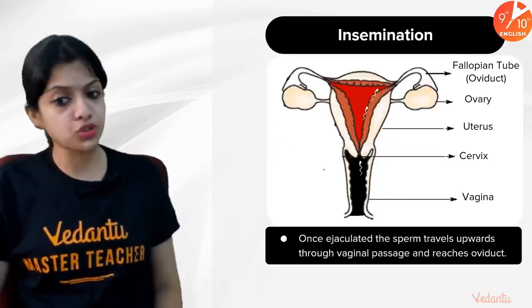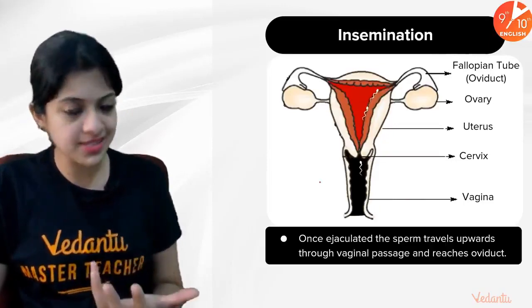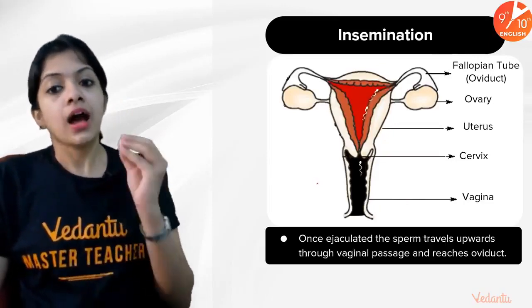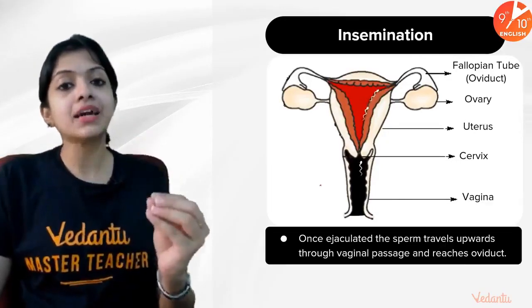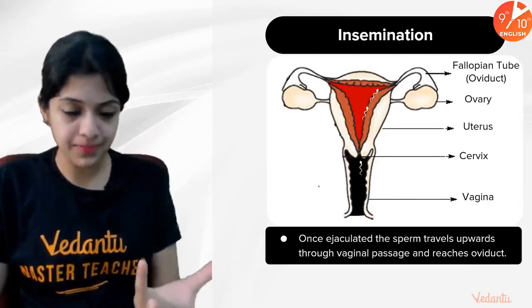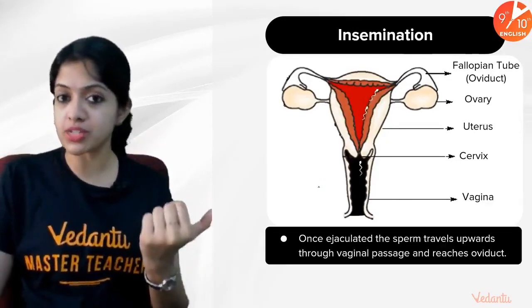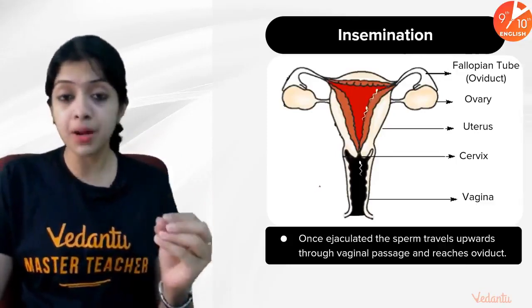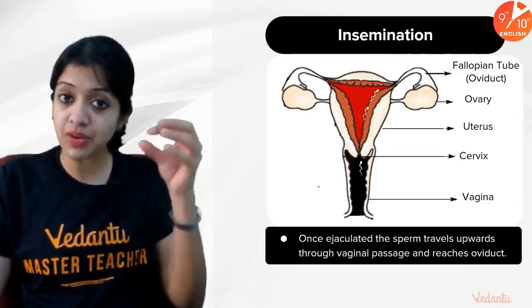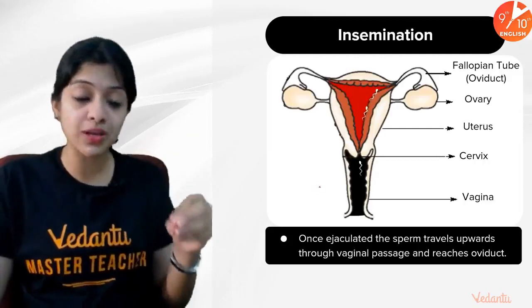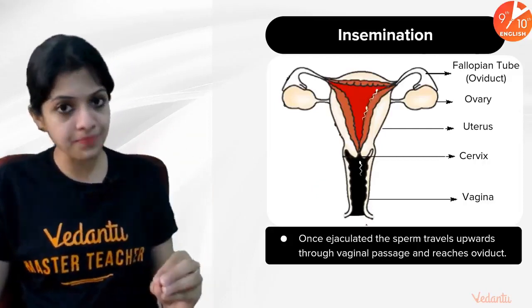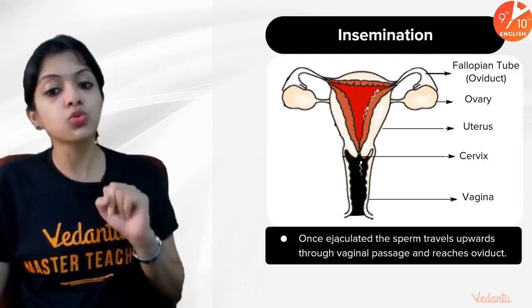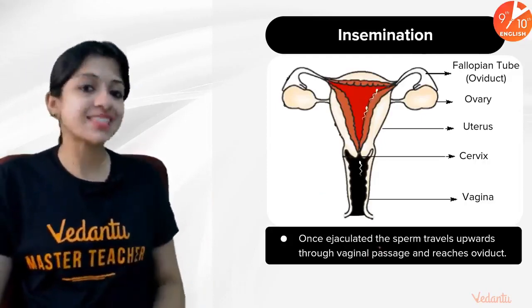Now, insemination is the process by which, through ejaculation, a male releases semen. What is semen? If you recall from what I told you in the last session, sperm plus the fluidy secretions from the accessory glands together is what we call semen. So once ejaculated, this sperm travels upward through the vaginal passage and reaches the oviduct.